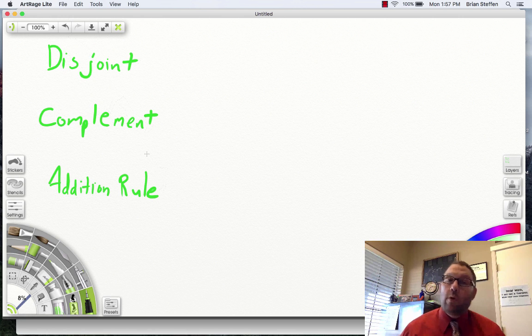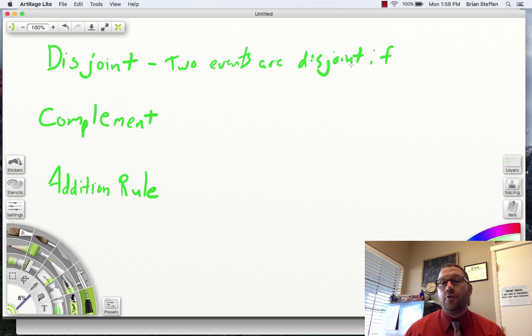All right, time for some more language here. Disjoint. Now, if I have two events and the two events are disjoint, two events are disjoint if they share no outcomes.